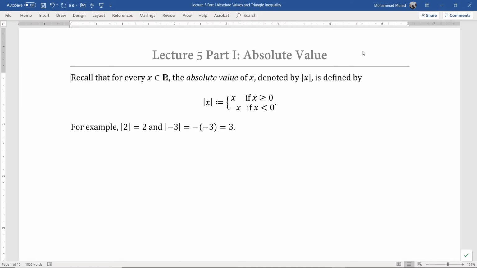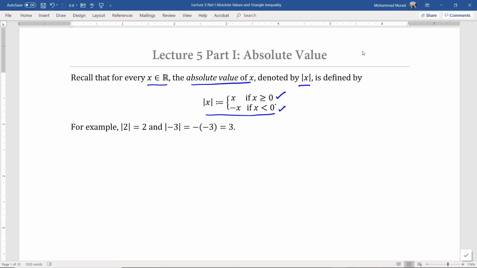Recall that for every real number x, the absolute value of x is denoted by this symbol and is defined by these formulas. So absolute value of x equals x if the number x is non-negative, or absolute value of x equals negative x if x is itself a negative number.